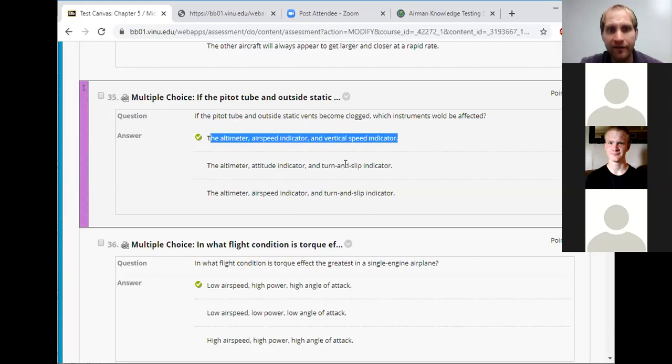B is wrong because it says turn and slip indicator. It says attitude indicator. Well, those are gyroscopic instruments, if you remember. So answer choice A. Yep.